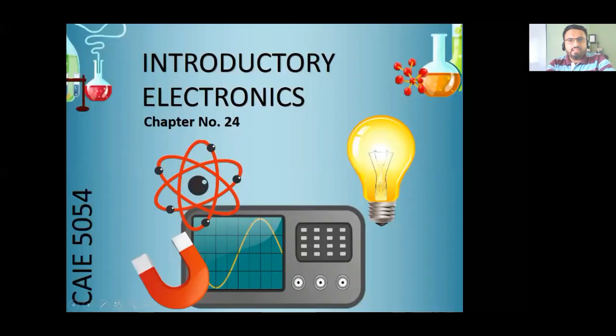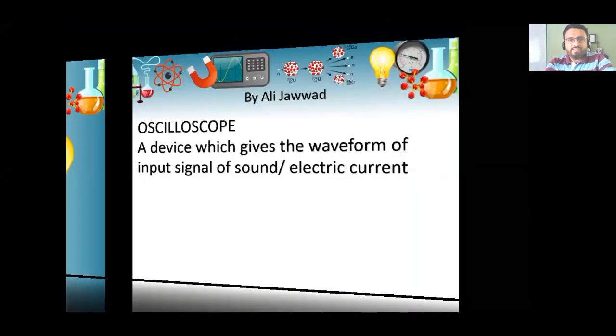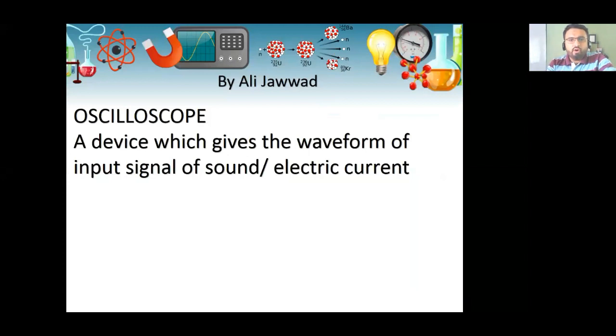This is our lesson number 2 on chapter number 24, Introductory Electronics from the Cambridge Physics Series 5054. In today's lesson, we will discuss one important instrument called the oscilloscope. An oscilloscope is a device which is used to give the waveform of the input signal. That input signal can be of sound or of electric current. In this video, we will first discuss the construction of the oscilloscope and what kinds of waveform we can have from this device.